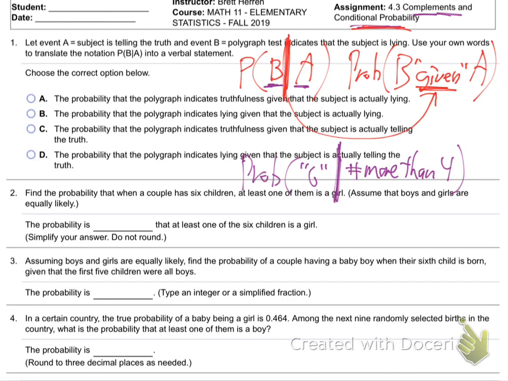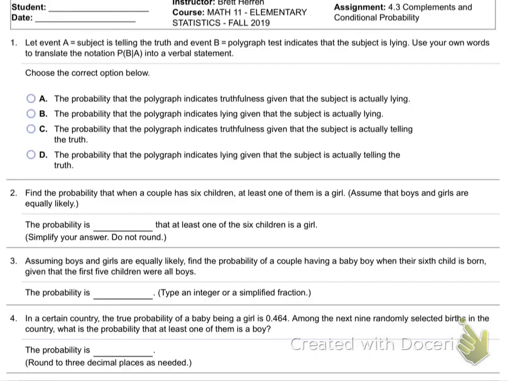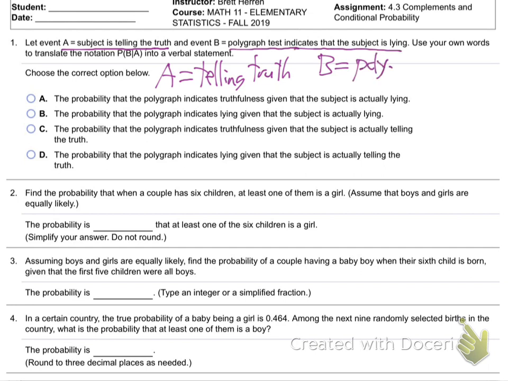Anyway, let me get a fresh screen here for this question with all that set up. What are they saying? A, the subject is telling the truth. B is the polygraph test indicated the subject is lying. The poly said they're lying. So A is they're telling the truth. B is the polygraph test said they're lying.